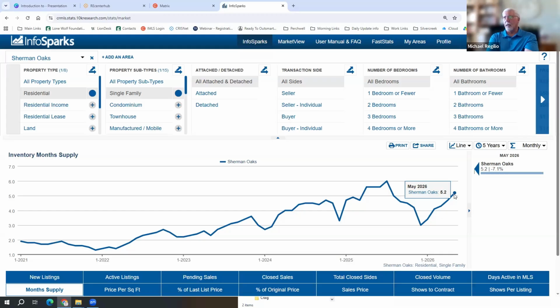So the months supply, I almost have flashbacks. August of 21, 1.7 months supply, right? Things were selling in an hour and a half. We're not in that market anymore. We're at a 5.2.